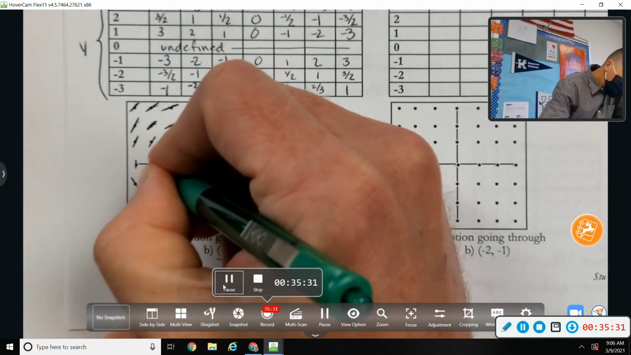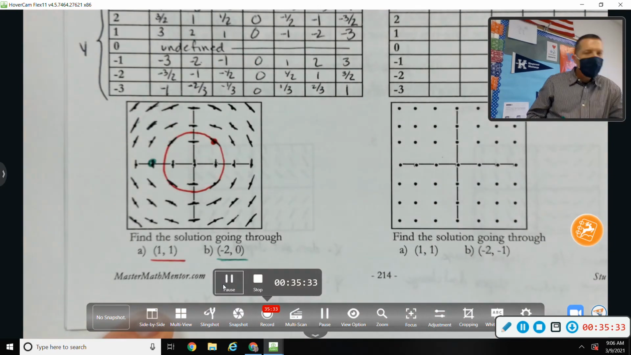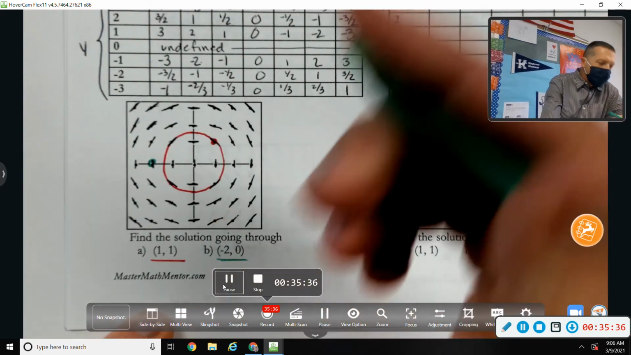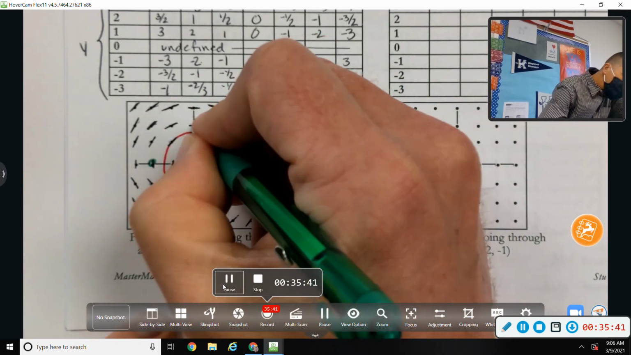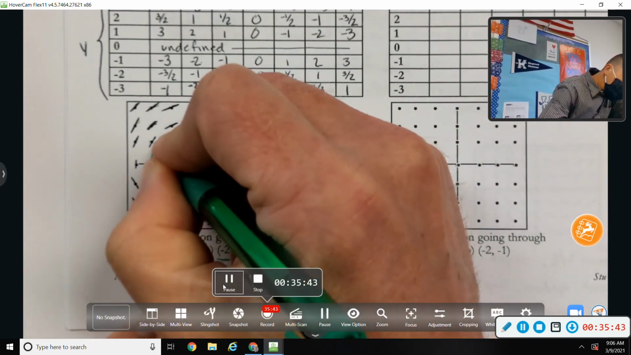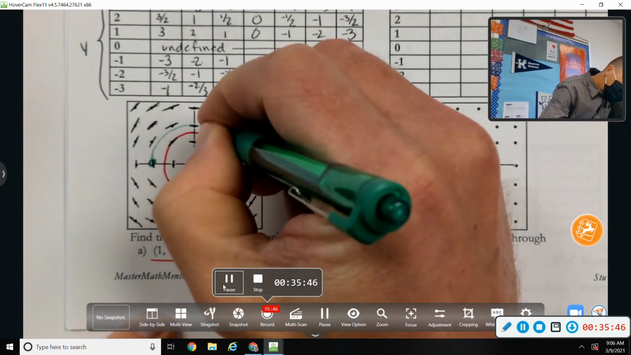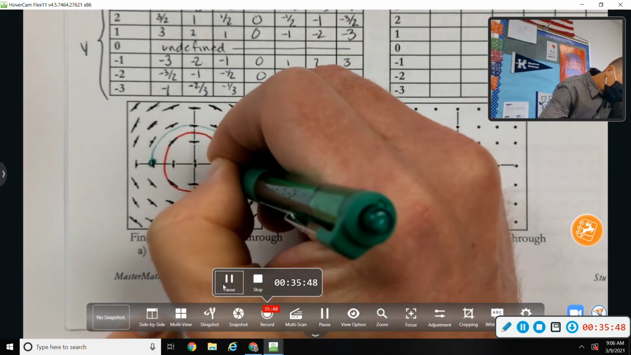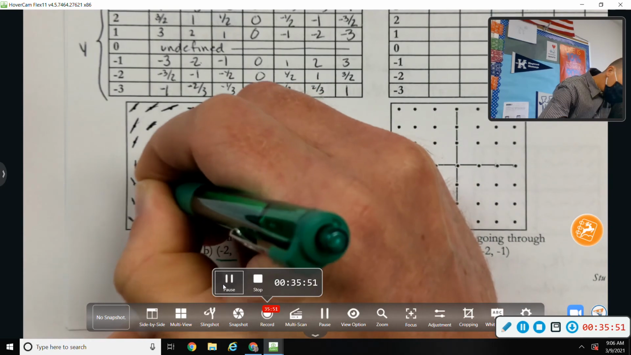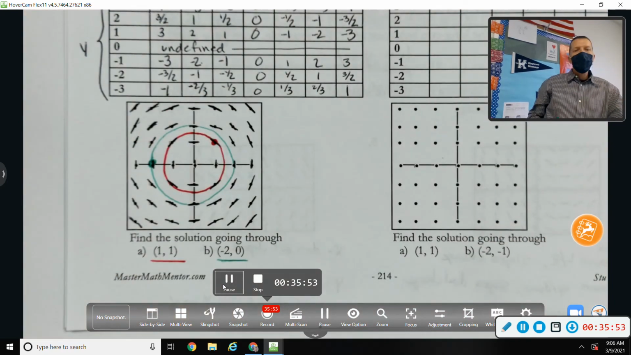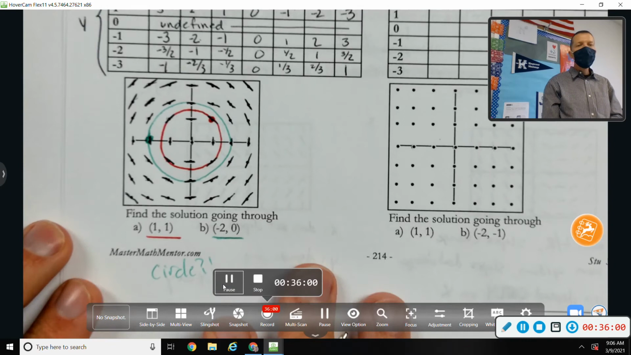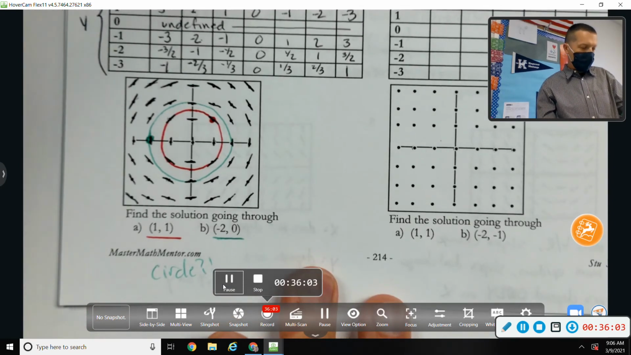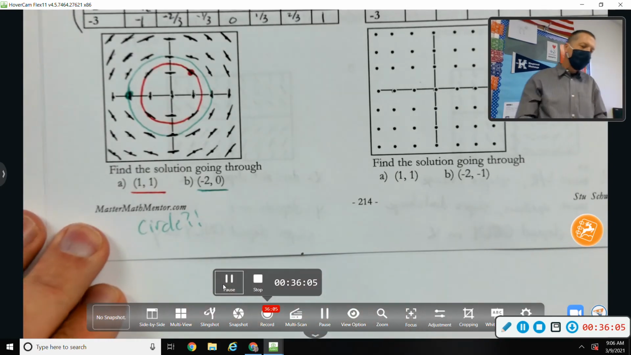-2, 0, be over here. And again, based on the symmetry of this picture, I bet I'm going to go through all the 2's. Sure looks like a circle. Tomorrow we'll solve that thing more precisely, and we will indeed have a circle.